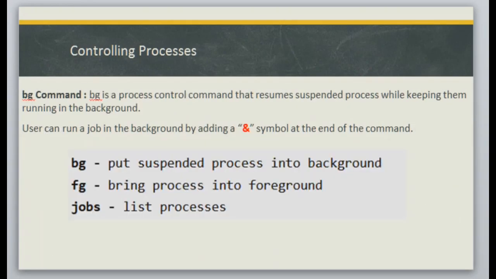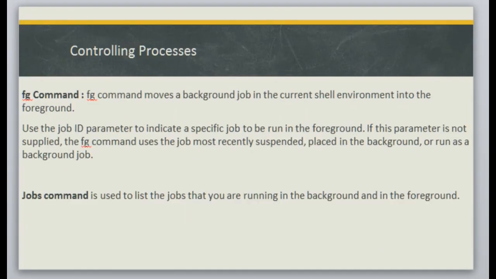Let's head back to our PowerPoint. So the foreground command moves a background job in the current shell environment into the foreground. We can use the job ID parameter to indicate a specific job to be run in the foreground. If this parameter is not supplied, the foreground command uses the job most recently suspended, placed in the background, or run as a background job.